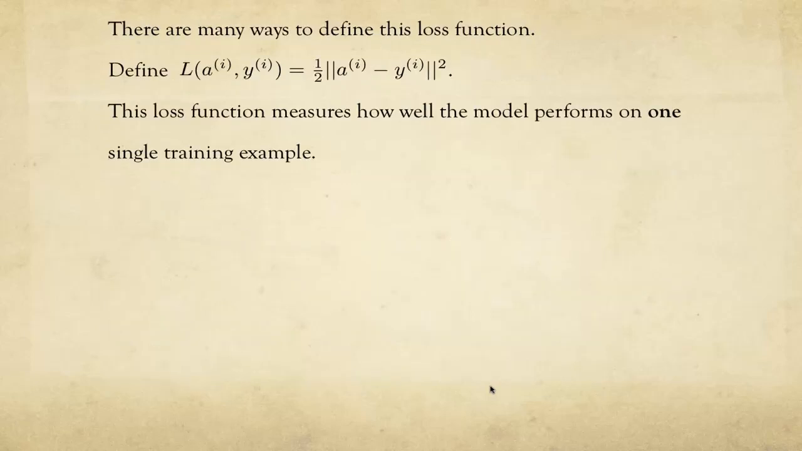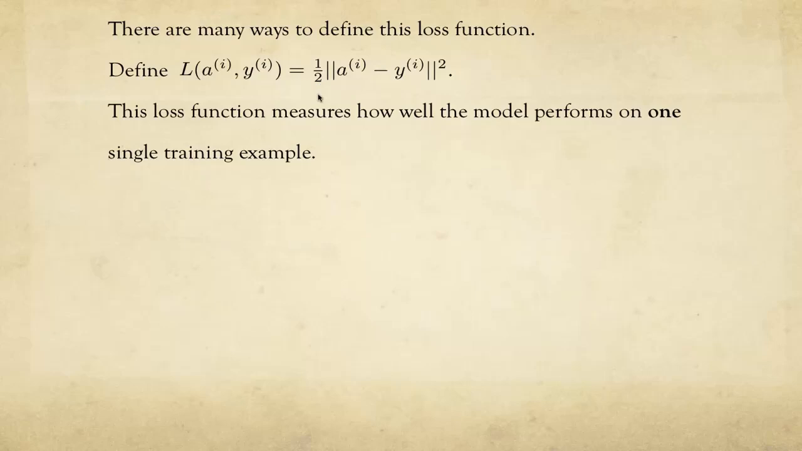There are a lot of ways to define this loss. We're going to do something very simple: we're just going to take the square distance between the two vectors and then divide by 2. Again, this measures approximately the distance between the prediction and the label. The square makes things a little bit simpler with the algebra, and the 1/2, we'll see later, will also make the calculus a little bit easier.